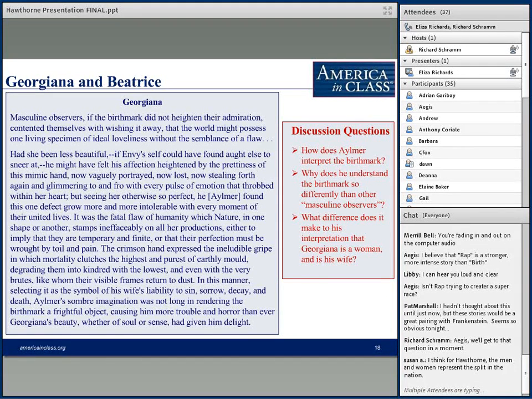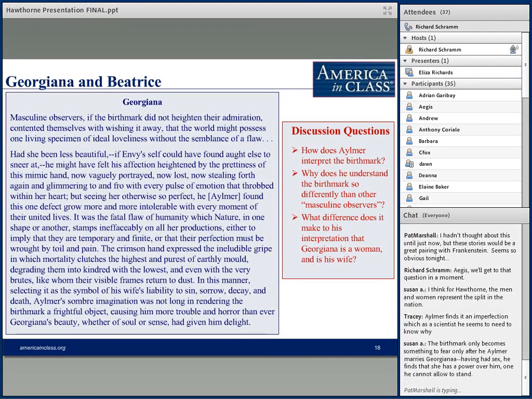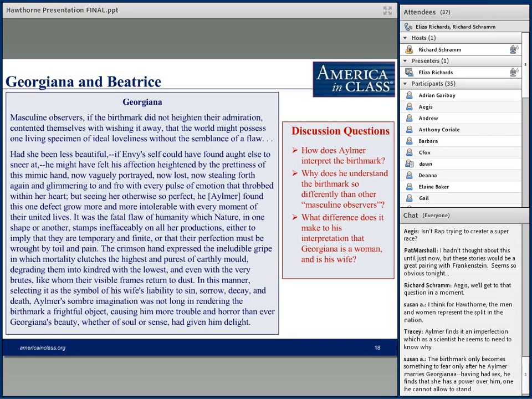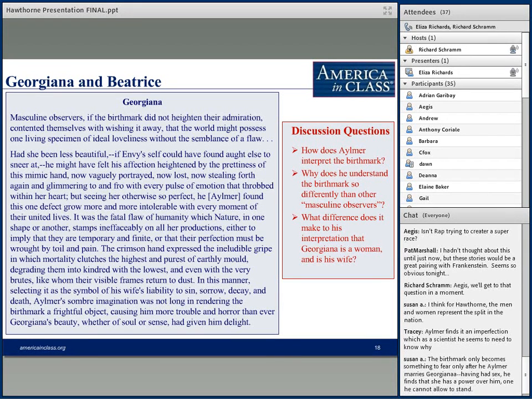But seeing her otherwise so perfect, Aylmer found this one defect grow more and more intolerable with every moment of their united lives. It was a fatal flaw of humanity, which nature, in one shape or another, stamps ineffaceably on all her productions, either to imply that they are temporary and finite, or that their perfection must be wrought by toil and pain. The crimson hand expressed the ineludible gripe in which mortality clutches the highest and purest of earthly mold, degrading them into kindred with the lowest and even the very brutes, like whom their visible frames return to dust.